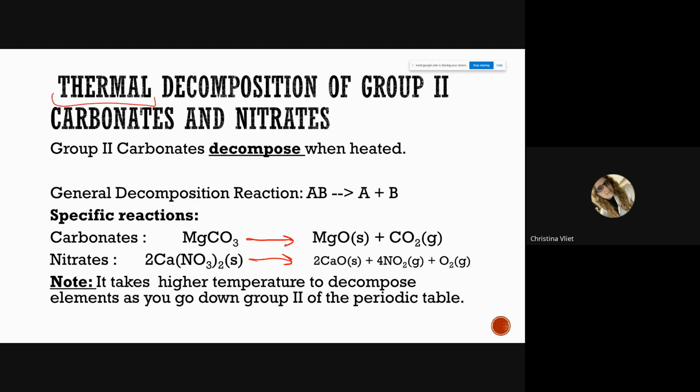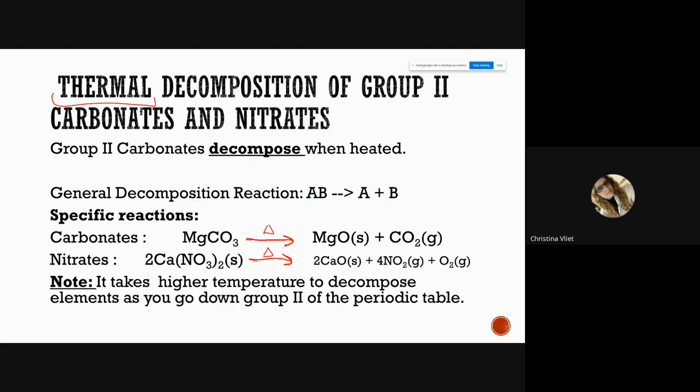Add heat. So here you're going to see these arrows. Put a triangle above the arrow. This is for you to remember. When you have a thermal decomposition, this means you are adding heat to decompose a compound. There are 2 different types of thermal decompositions you need to memorize. One for carbonates, and one for nitrates. They decompose in a slightly different manner. And there's a formula for each one.